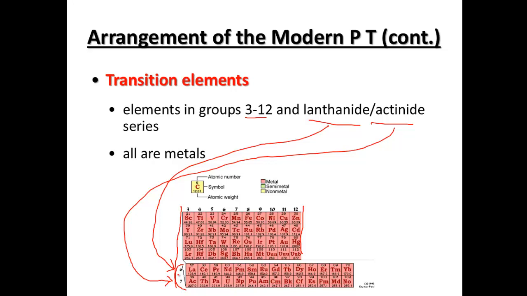Transition elements are all metals. Sometimes you'll even hear the word transition metals instead of elements. Both of them are the same idea, groups 3 through 12.